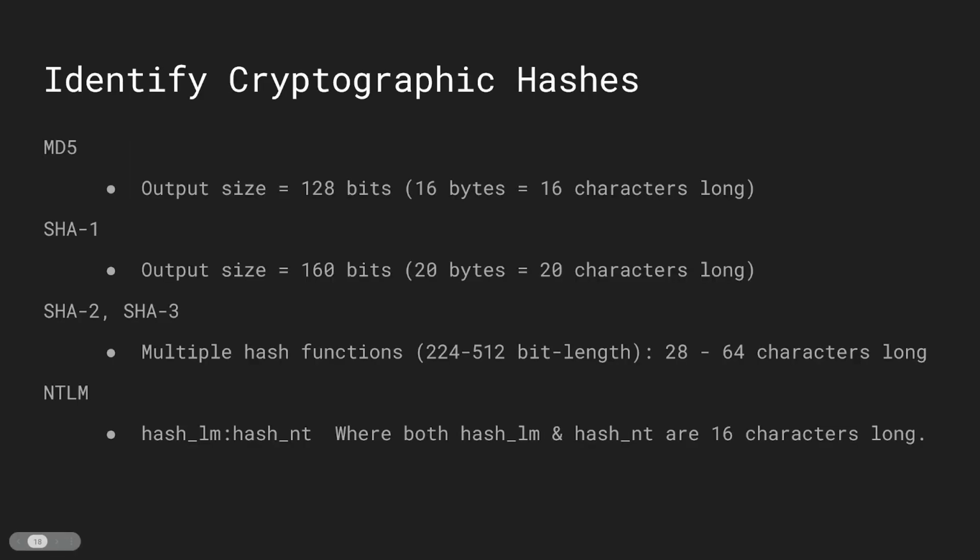So when you're looking at a password cracking challenge in a CTF, the most handy thing I've found is being able to identify the cryptographic hash just by looking at it. So your MD5 hash is going to be 16 characters long. Your SHA-1 hash is going to be 20 characters long. Anything in the SHA-2 or SHA-3 family of hash functions is going to be 28 to 64 characters long. And the NTLM hash is actually two separate hashes jammed together, and both of them are 16 characters long.